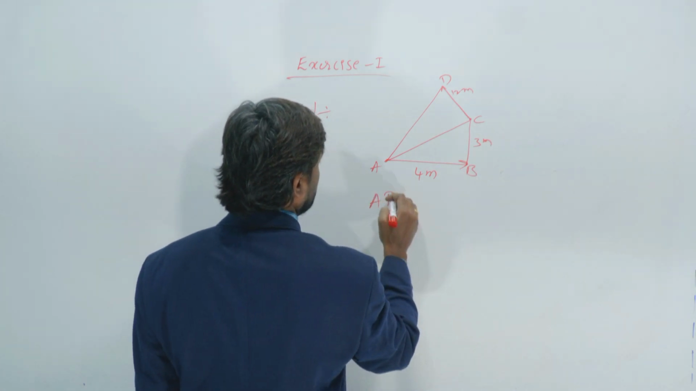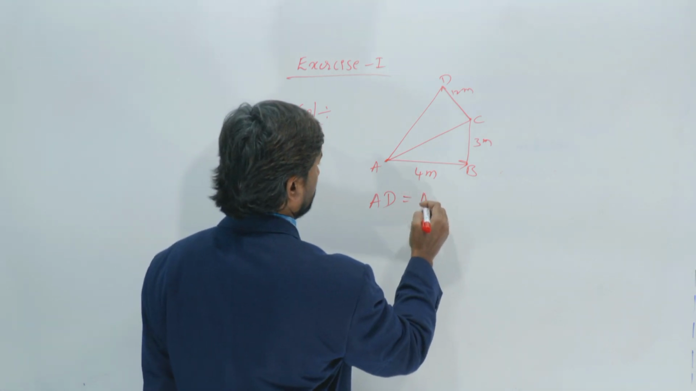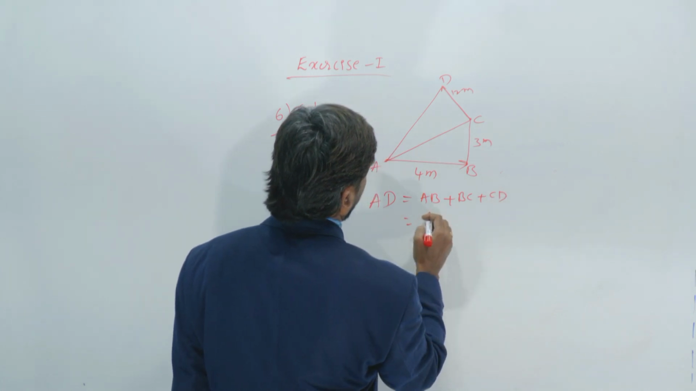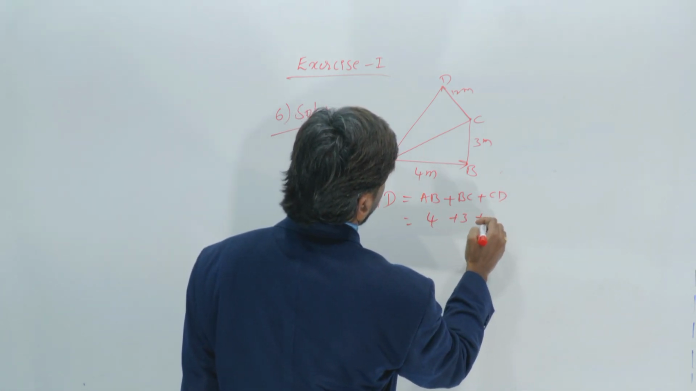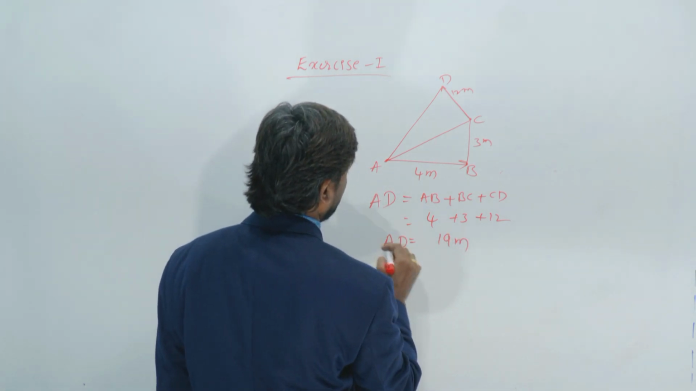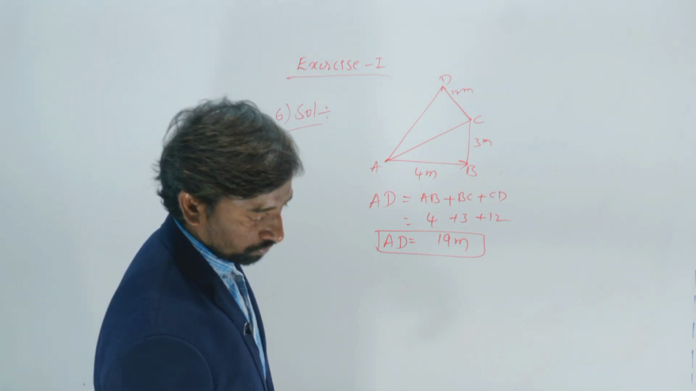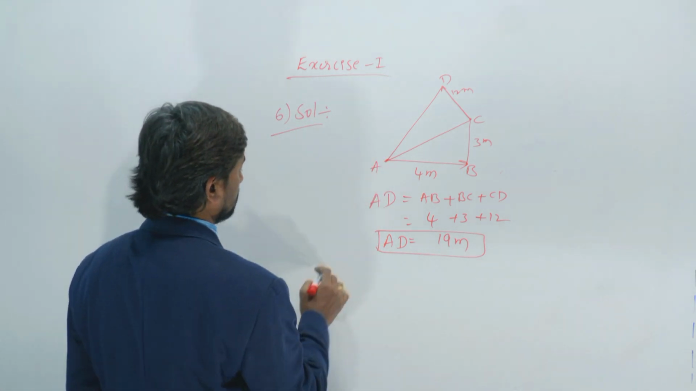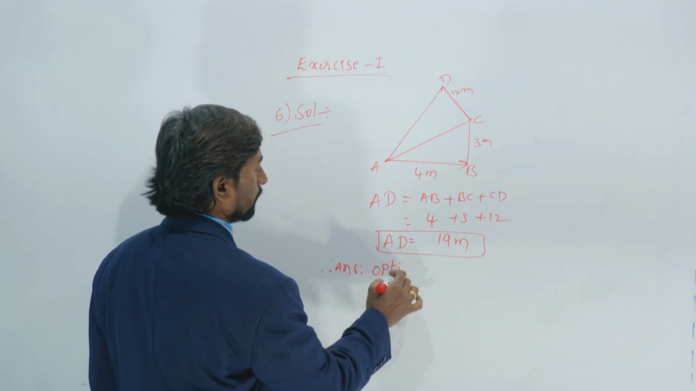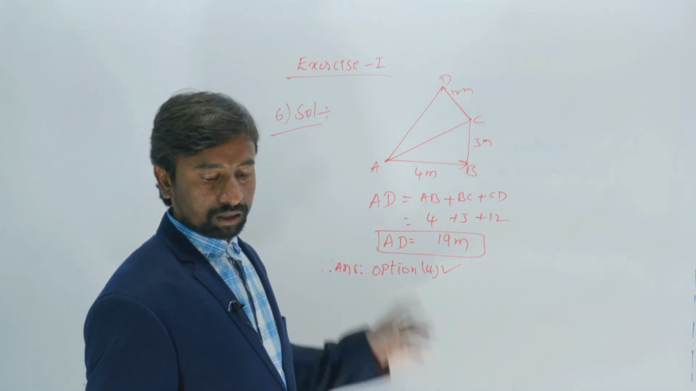Then AD will be the distance. Distance is nothing but the sum of all the path lengths. So we get AB plus BC plus CD, that is 4 plus 3 plus 12. How much do you get? 19 meters. So AD will be 19 meters. So the option is option 4. Distance covered by the man is this, so option 4 is the right answer.